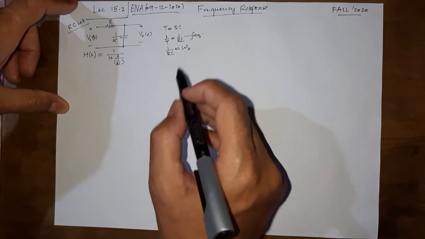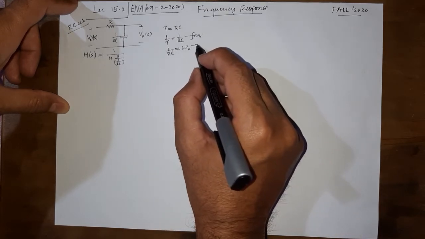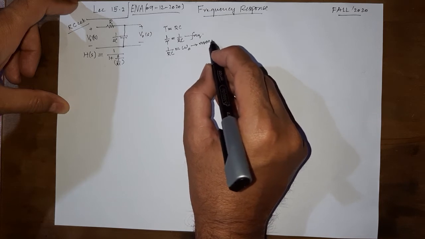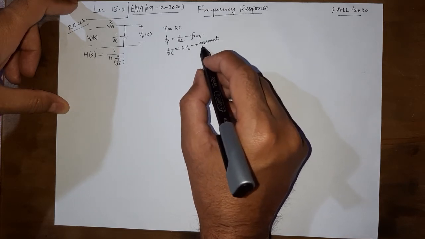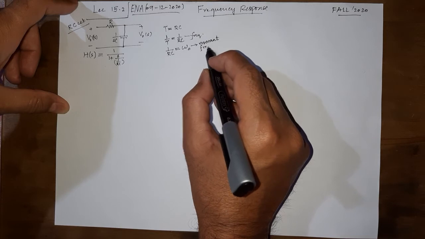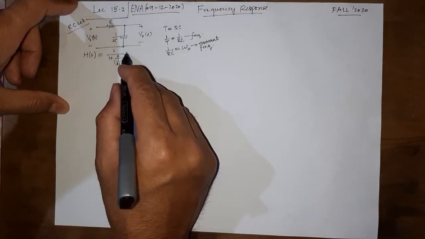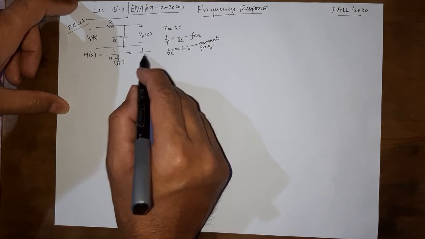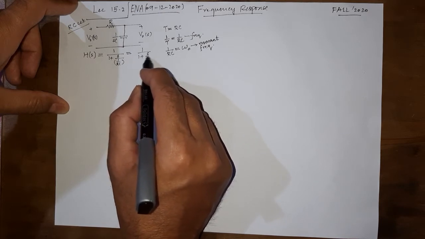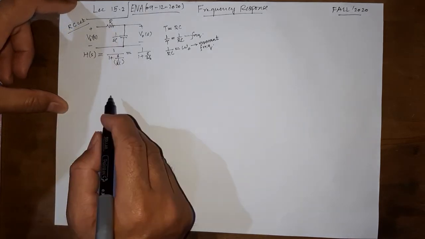Let us call it omega naught. We have heard this term, but let us just write it for now. Let us say it is the resonant radian frequency, omega naught. Then we can write this thing as 1 over 1 plus S over omega naught.